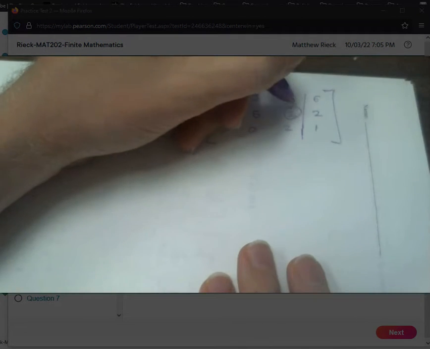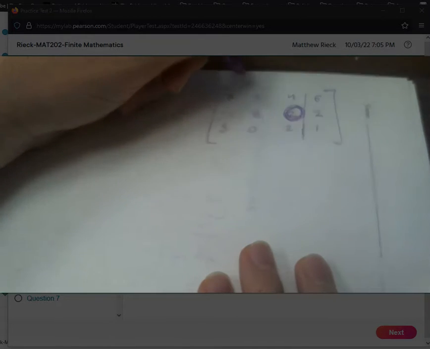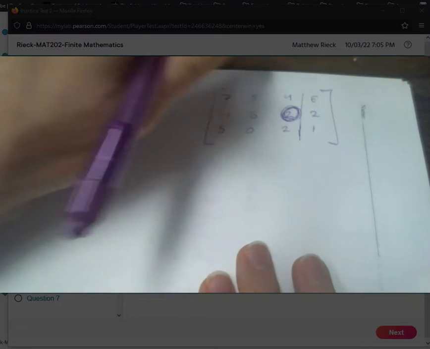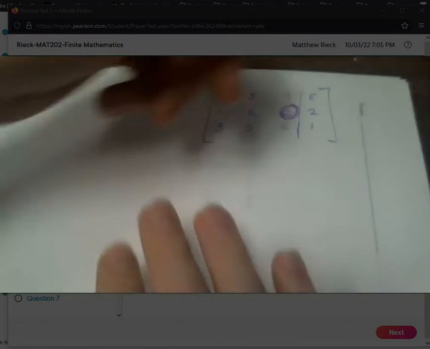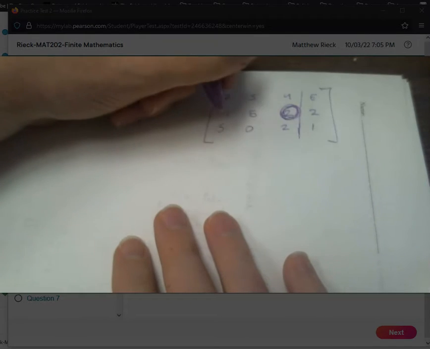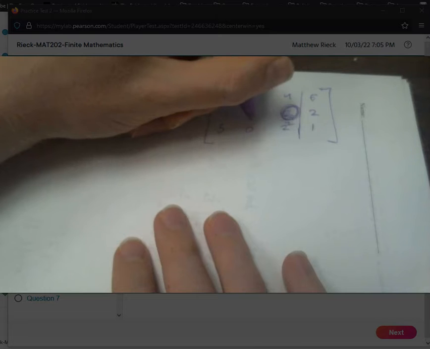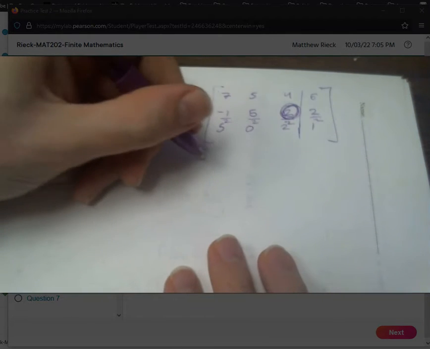To pivot about an element, that means I want to get a 1 for this circled element here, and I want to get a 0 everywhere else in that column. So everywhere else in this third column, I want the other two entries to be 0. To start off, I'm going to divide every single one of my entries in row 2 by the value that I'm pivoting. So I'm going to divide everything in the second row by 2.